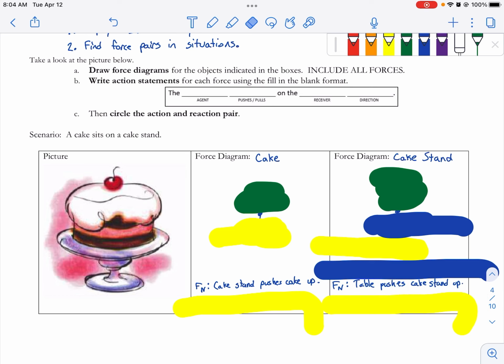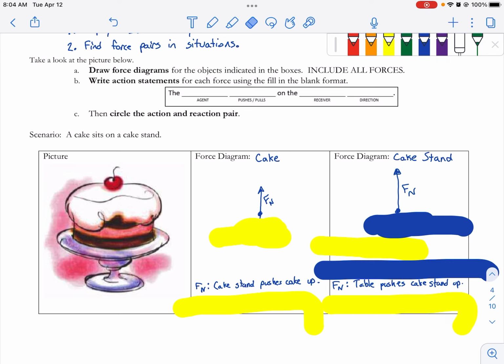For each of these, they're both sitting on something. The cake is sitting on the cake stand, so I drew that force. The cake stand is holding the cake up, and there it is right there. The normal force is holding up the cake, and the table or whatever it's sitting on is holding up the cake stand. So those forces are both pointing up.